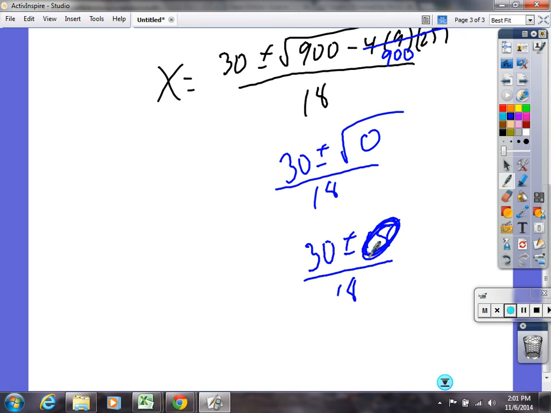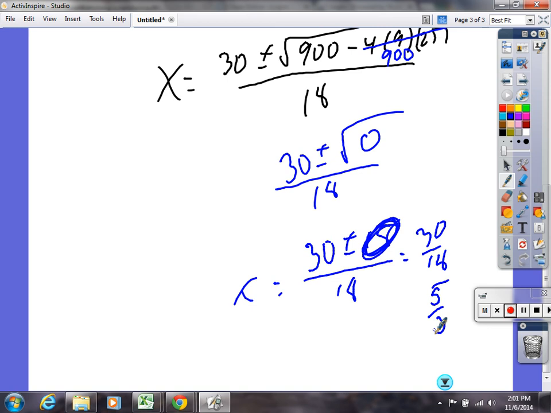Well, what's 30 plus 0? 30, and 30 divided by 18. So I'm going to go, okay, that equals 30 divided by 18. What does this guy and this guy share? A 6, right? So that's 5 thirds. Okay, so that's one answer, 5 thirds.